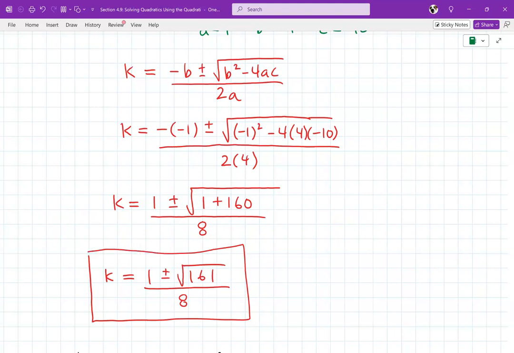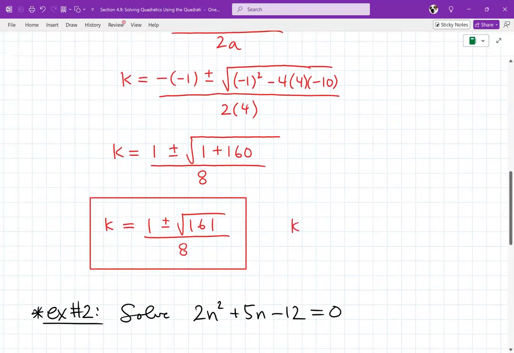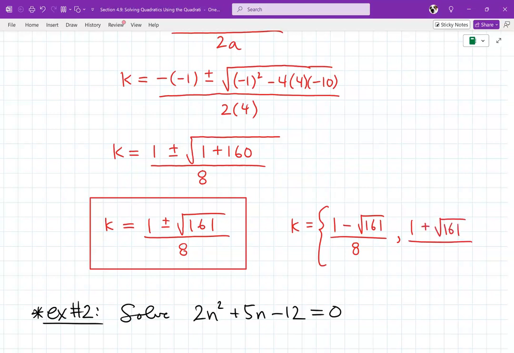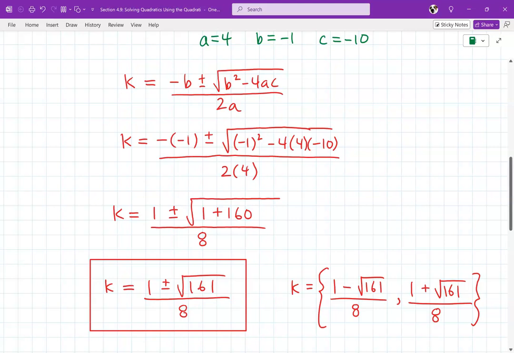I'm done. But I will tell you, sometimes on some state tests, they want to write the answer like this. I'm not a big fan of it, but I get it. I know why. But they do this. So I want you guys just to see it. They split it. They say, oh, plus or minus? Well, let's write both. We'll do the minus one. We'll do the plus one. So 1 minus the square root of 161 over 8, and 1 plus the square root of 161 over 8.